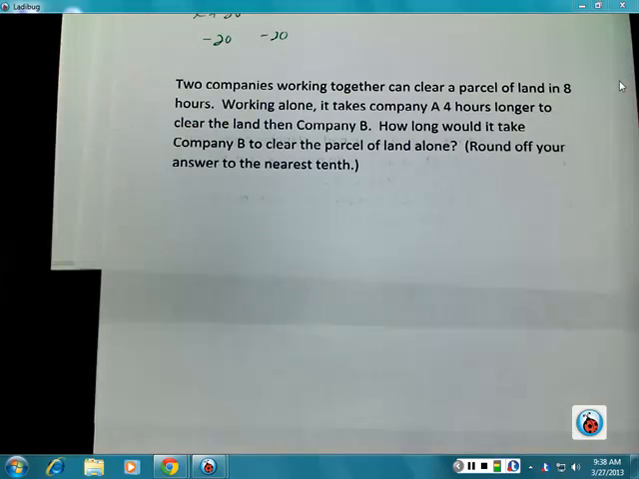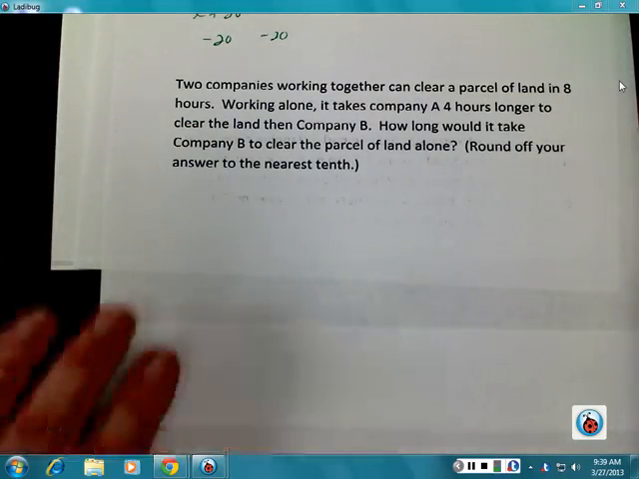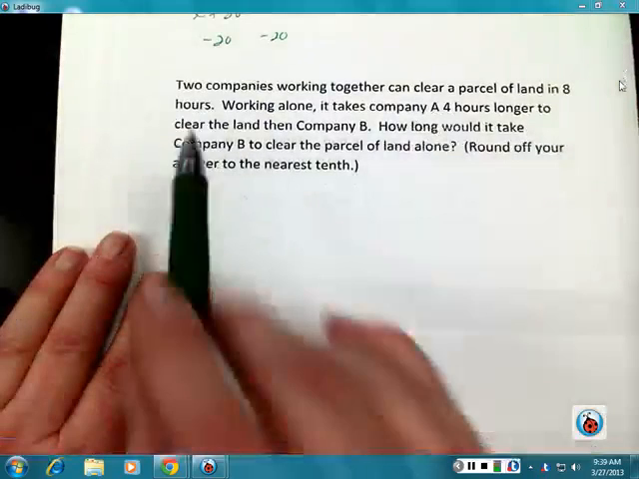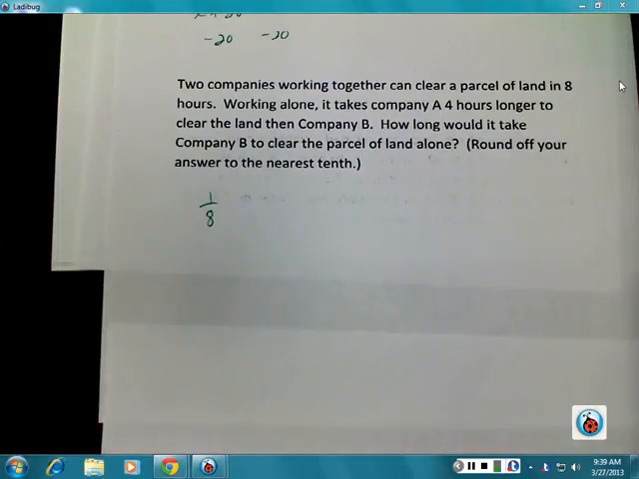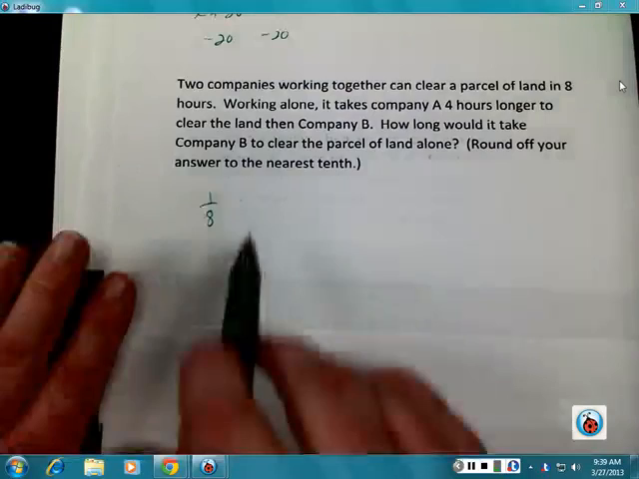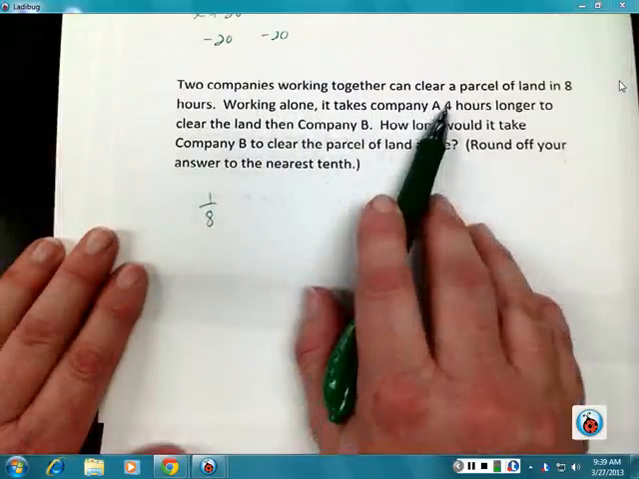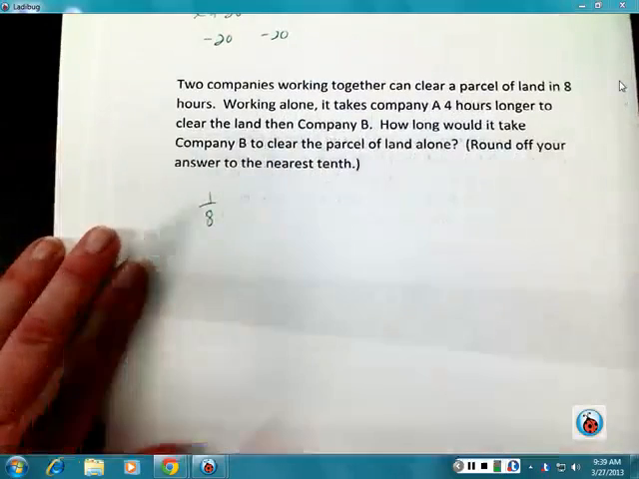It's been a little while since we had them, but whenever we had work problems before, we came up with what they could do in a single hour. What fraction of that job they could do in a single hour. So if the two are working together in 8 hours, that means in each hour they can do 1/8 of the job. We okay with that part? Okay. Working alone, it takes Company A 4 hours longer to clear the land than Company B.